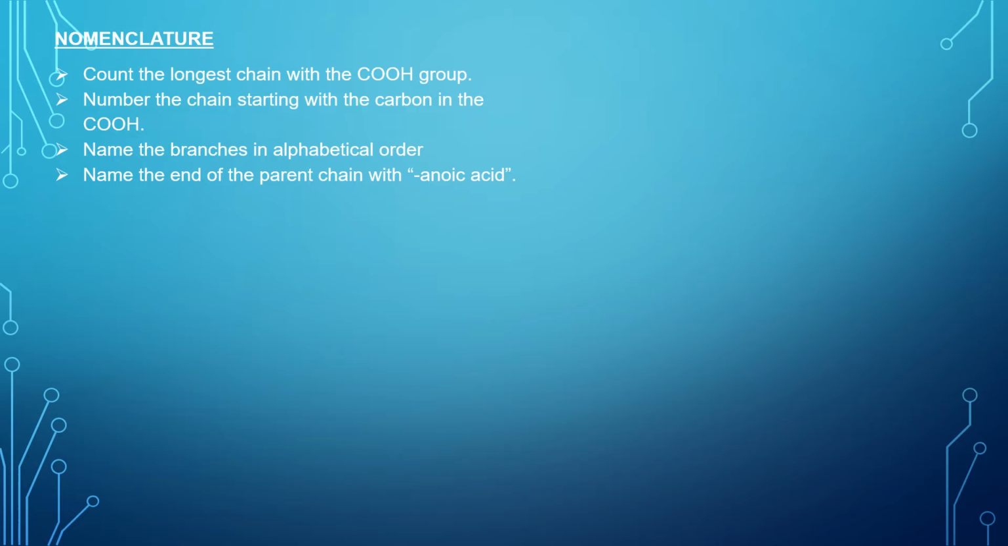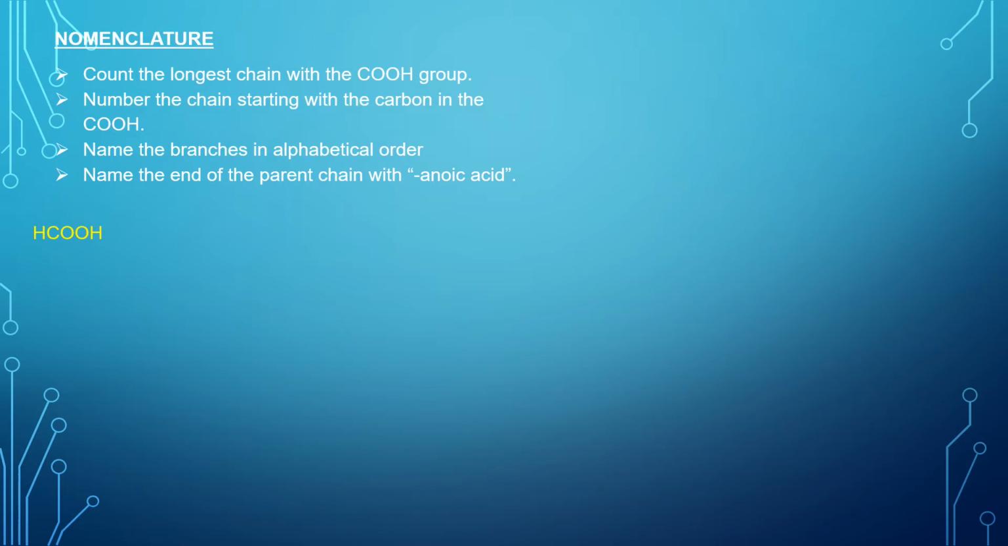Now if you have any particular group associated with the parent chain, that group becomes a branch. And normally when we write the name of the organic compound, we will write the names of the branches in alphabetical order. Finally, the name of a carboxylic acid will end with anoic acid, and then we have to use the prefixes. Like with one carbon, it's meth, so methanoic acid. 2 carbons, it will be eth, so ethanoic acid. 3 will be propanoic acid. 4 will be butanoic acid, and so forth. So let's look at an example now.